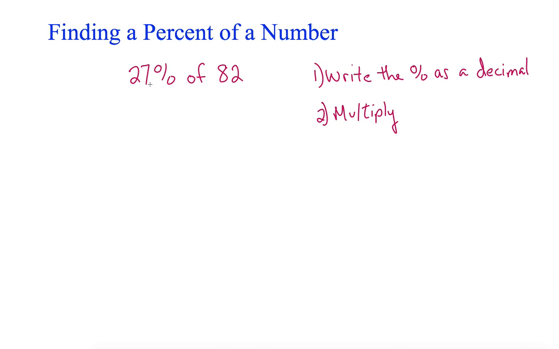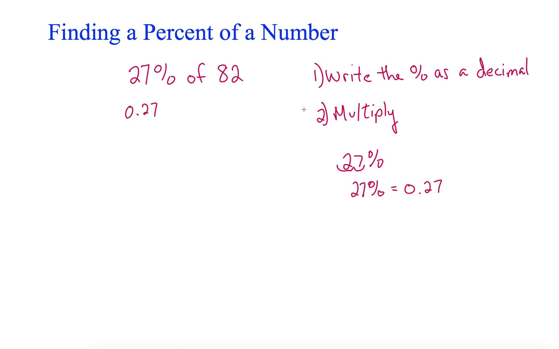Now to change any percent to a decimal, we move the decimal point 2 places to the left. So if I have 27%, notice that you do not see a decimal point. Well, if you don't see a decimal point, it's understood that it's at the very end of the number. So we just take that decimal point and move it 2 places. So 27% as a decimal is equal to 27 hundredths. All right, so that's our first job. We changed the percent to a decimal.